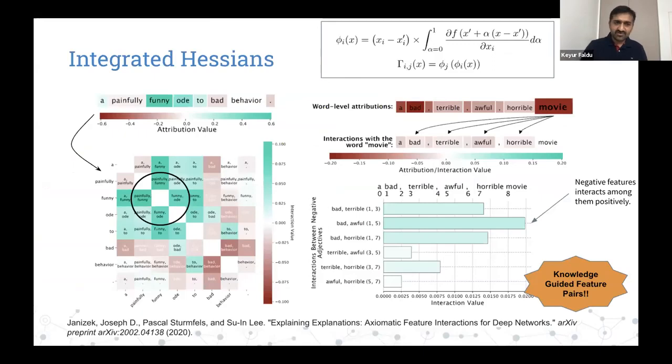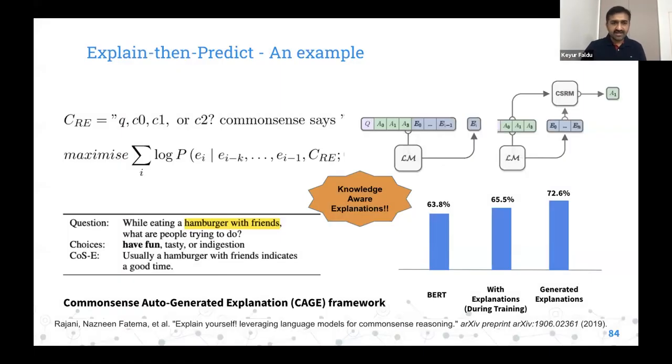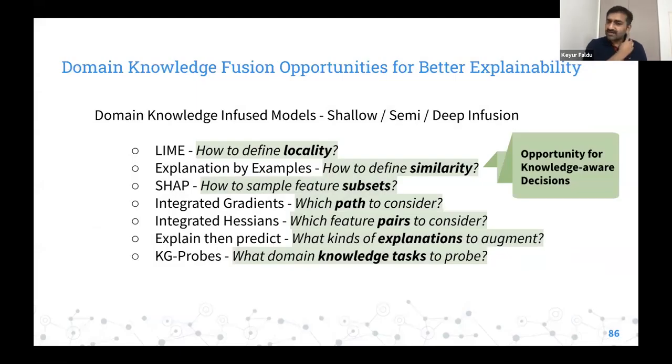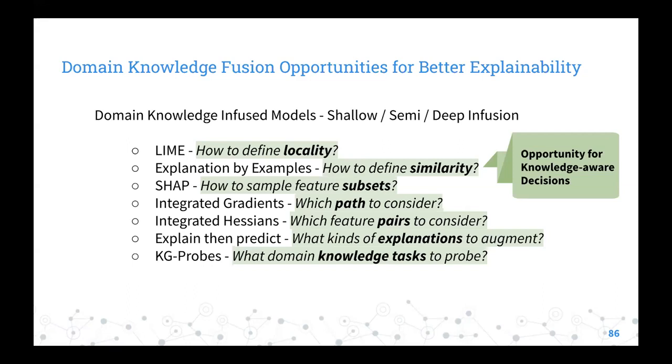Integrated Hessian is one order on top of integrated gradient visualization. I'll skip these and come to this slide, which merges two different fields, knowledge-infused learning and explainable AI. Almost all the methods make decisions to come up with explanation or interpretability, and those decisions work in a locality. So how should one consider a locality? That's a question domain knowledge should answer. Explanation by examples: how should one consider similar examples? That is another question domain knowledge should answer, not just by taking Euclidean distance or cosine similarity.